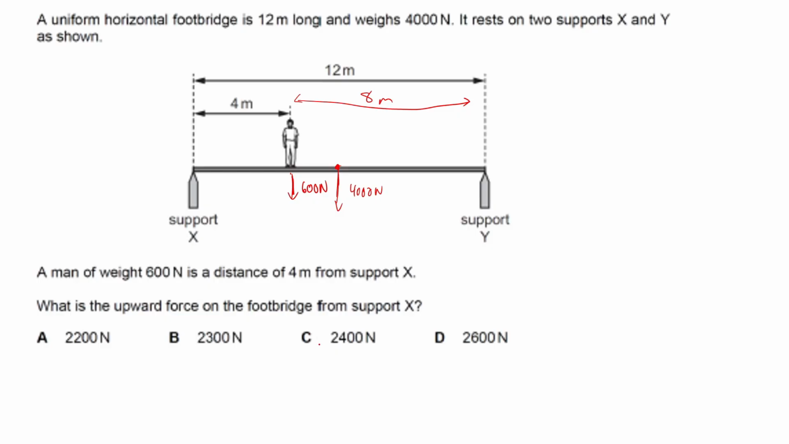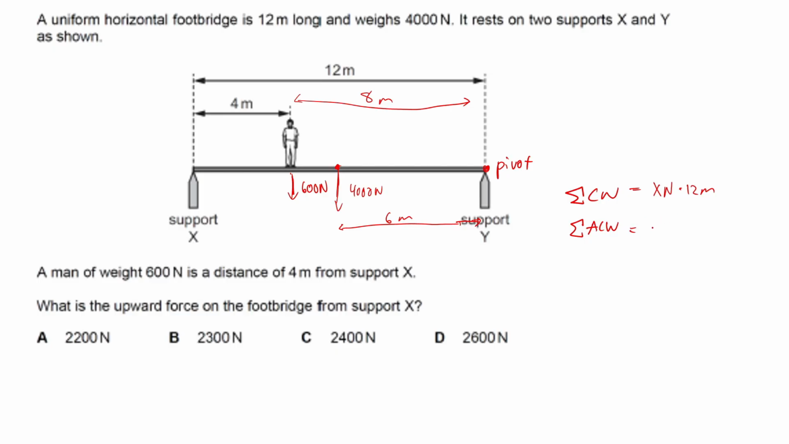So we can take moments to support our answer. So we have that Y is going to be acting as our pivot. Then we can have the sum of anti-clockwise and clockwise. Clockwise in this case is going to be equal to the force of X times 12 meters.